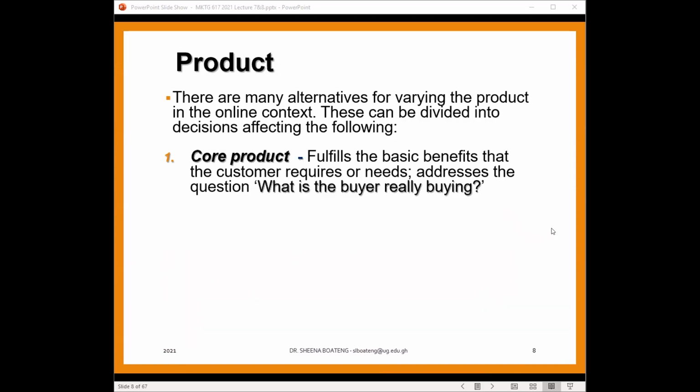Now, the core product is basically that aspect of the product that fulfills the needs of the customer, or fulfills the basic benefits that the customer is looking for when they are buying the product. So here we say that the core product helps the customer to answer the question, what is the buyer really buying? Or as a customer, you ask yourself the question, what am I really buying?